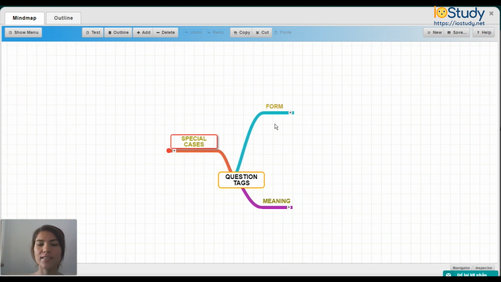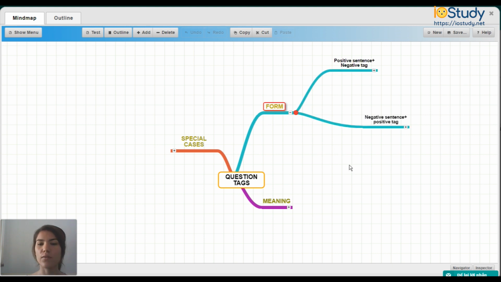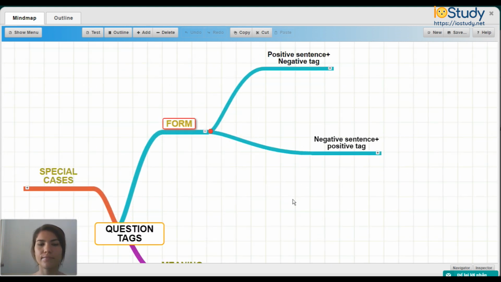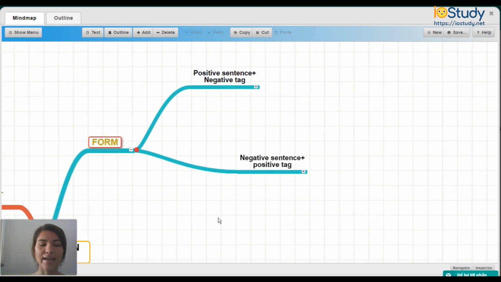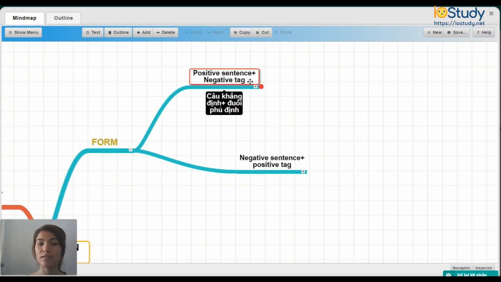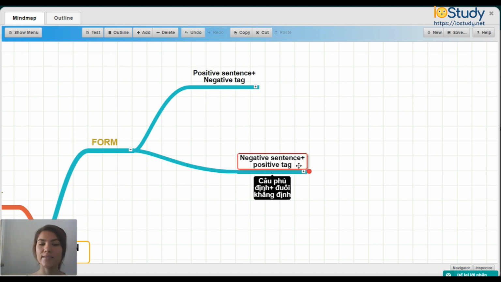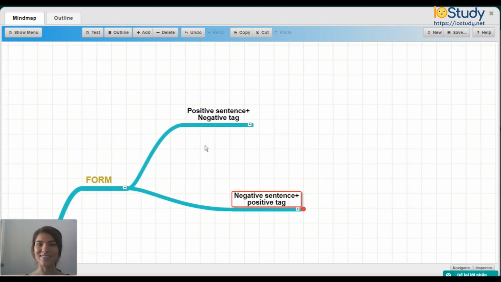So let's first discuss the form of the question tags. So how to form the question tags. In question tags, we have 2 forms: a positive sentence plus a negative tag, and a negative sentence plus a positive tag. So let's look at some examples here.